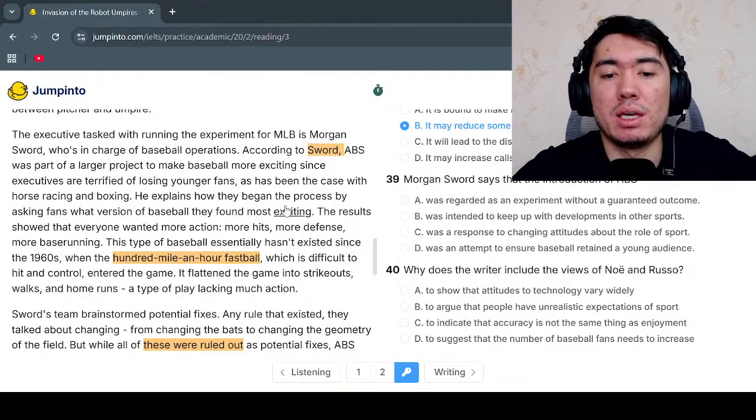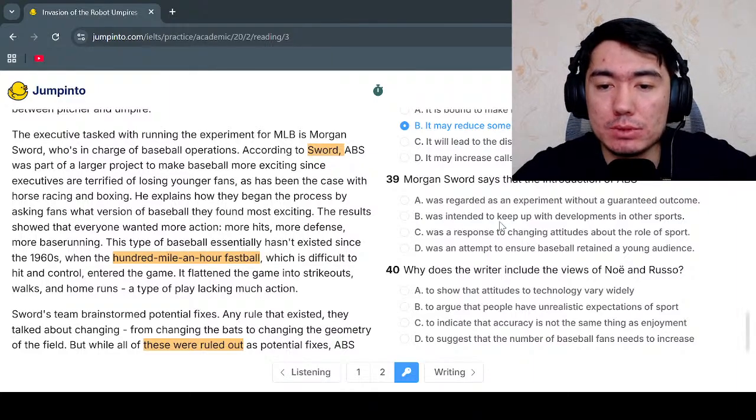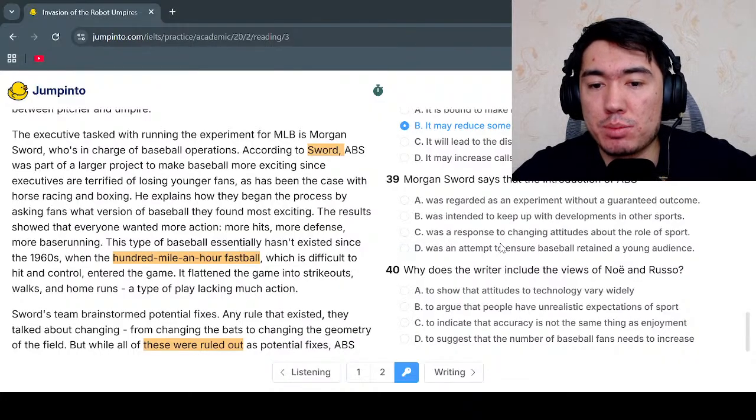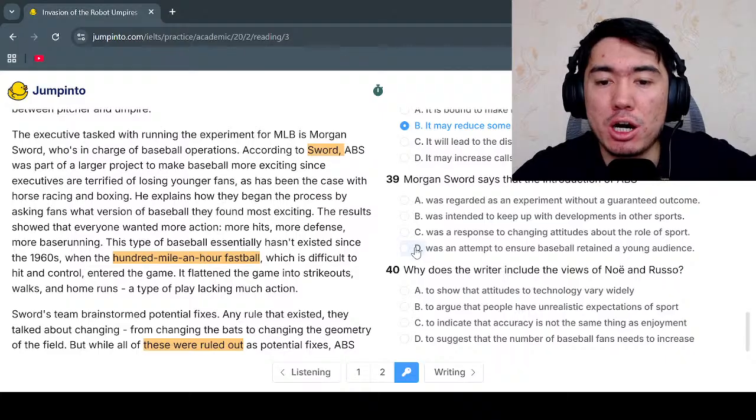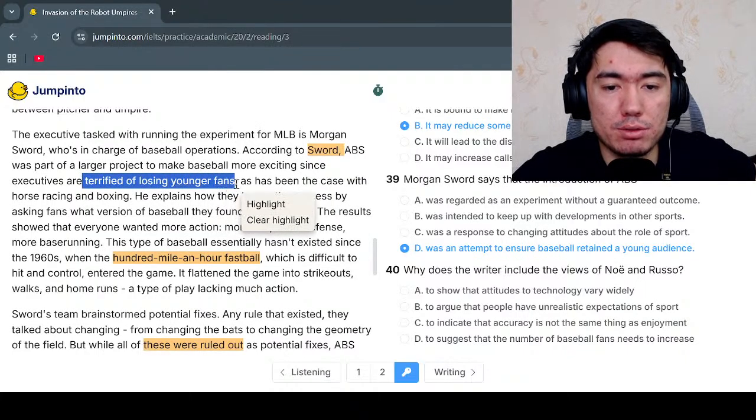He explains how they began the process by asking fans what version of baseball they found most exciting. The results showed that everyone wanted more action, more hits, more defense, more base running. Without a guaranteed outcome. No, was intended to keep up with the development in other sports. No, was a response to changing ideas about the role of sport. Was an attempt to ensure baseball retained a young audience. Wow. Easy peasy. Terrified of losing younger fans, so young audience.